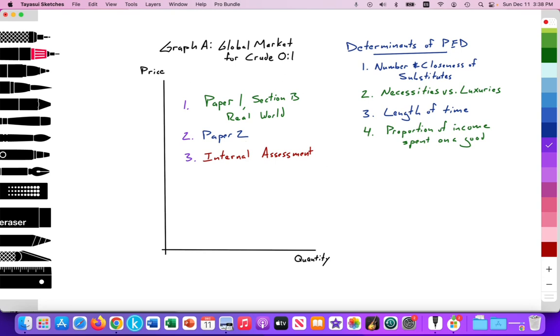Again, this real-world example could be used for a Paper 1 Section B. Here we are getting some practice on Paper 2 and also gives us some insight into how to dissect an article for an internal assessment.